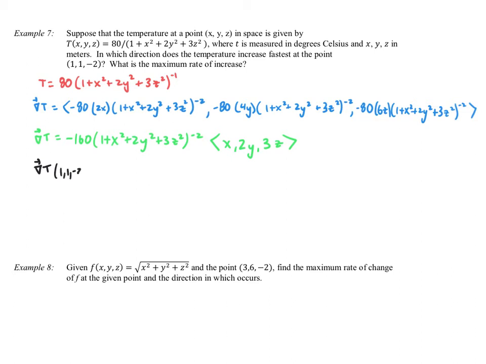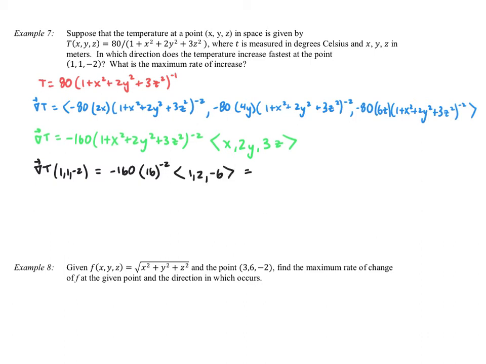Okay, let's go ahead and take a look at this gradient in terms of the points. So (1, 1, -2). And that gives us negative 160. And if we plug in 1 for x, 1 for y, and -2 for z into this large quantity, we end up getting 16 to the negative second. And then in our vector, that's a much easier calculation. We get 1 and then 2 and then -6.